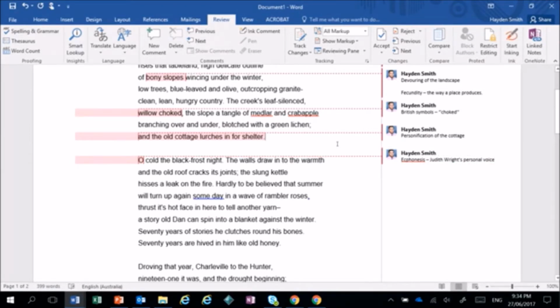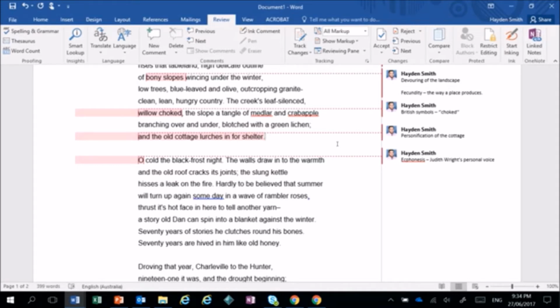So the walls drew into the warmth, and the old roof cracks its joints. The slung kettle hissed a leak on the fire. Hardly to believe that summer will turn up again someday in a wave of rambler roses. So this imagery here shows how inside the cottage is very much influenced by the outside landscape. The walls draw into the warmth. So that personification of the cottage is extended there.